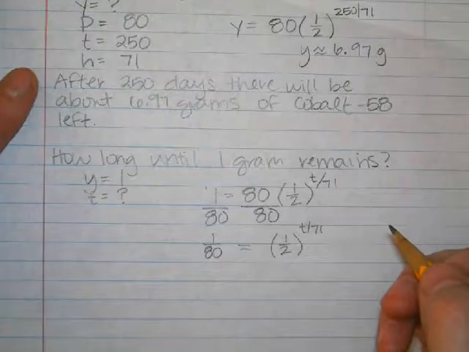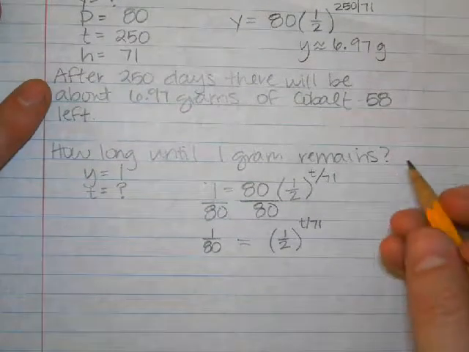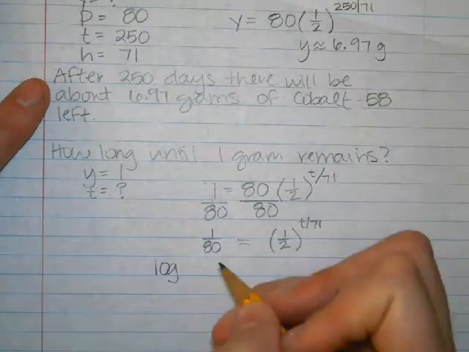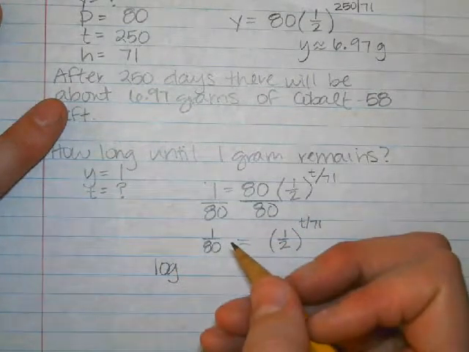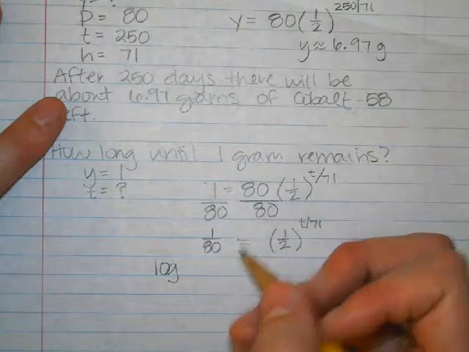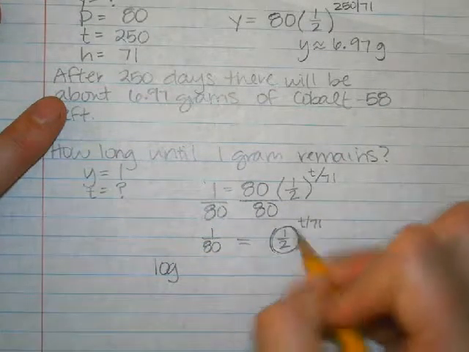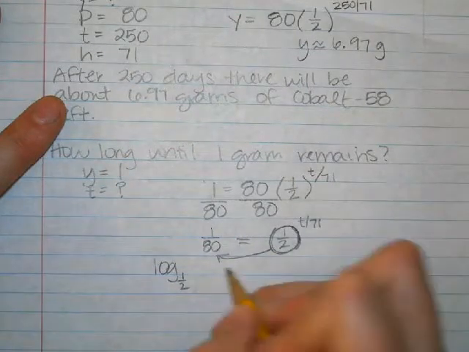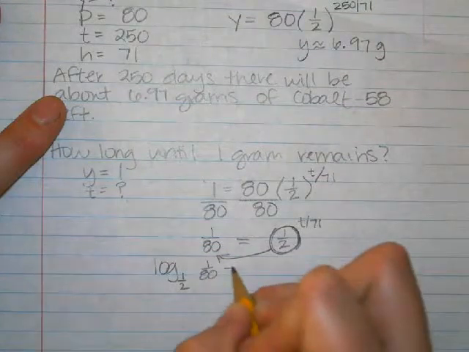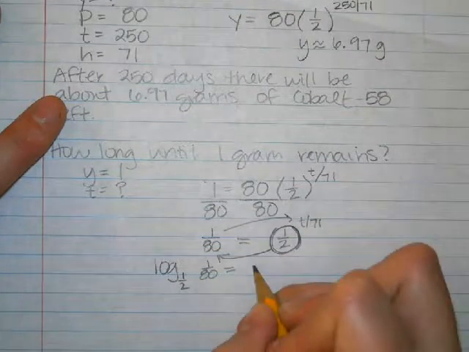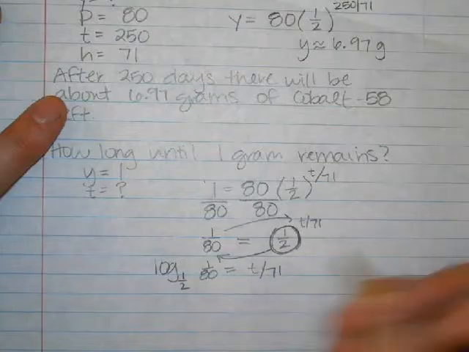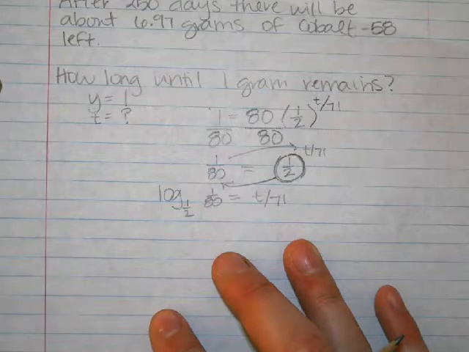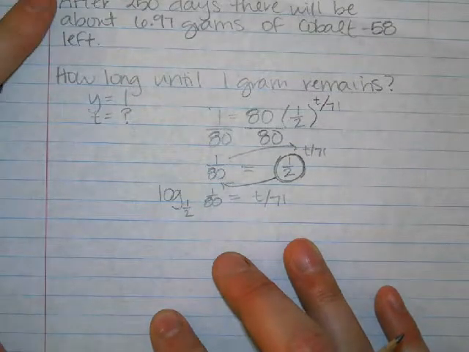And what does this form make you think of now? Log, right, Pedro? You texting your friend, make sure they know to do logs. So log base 1/2 of 1/80th equals t over 71. And how do we finish it? Times 71.